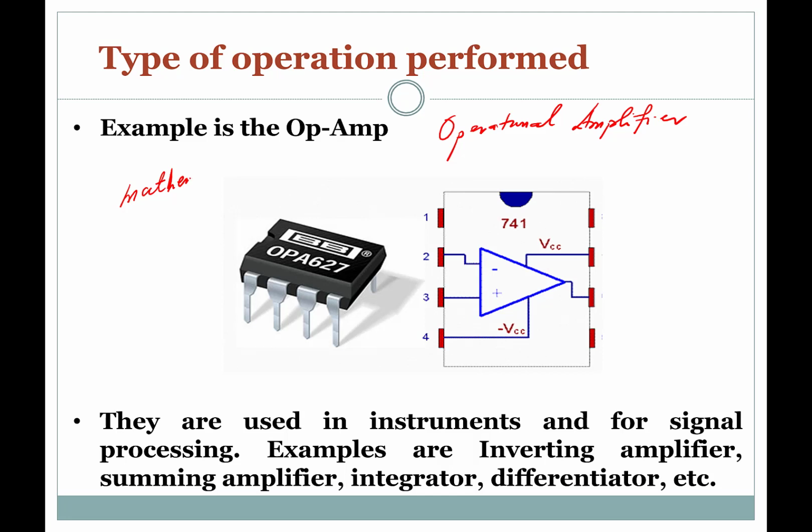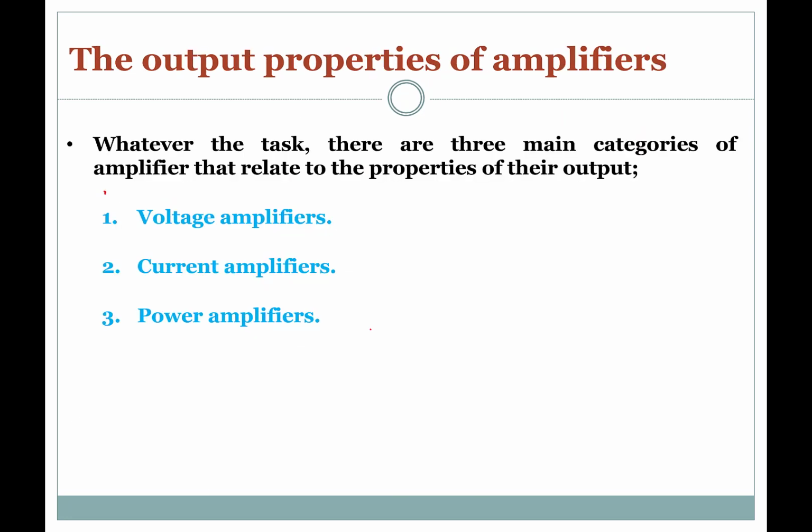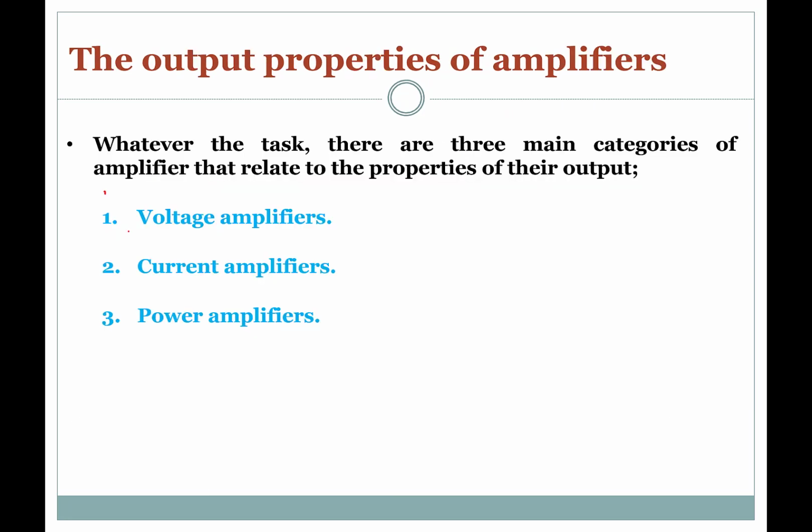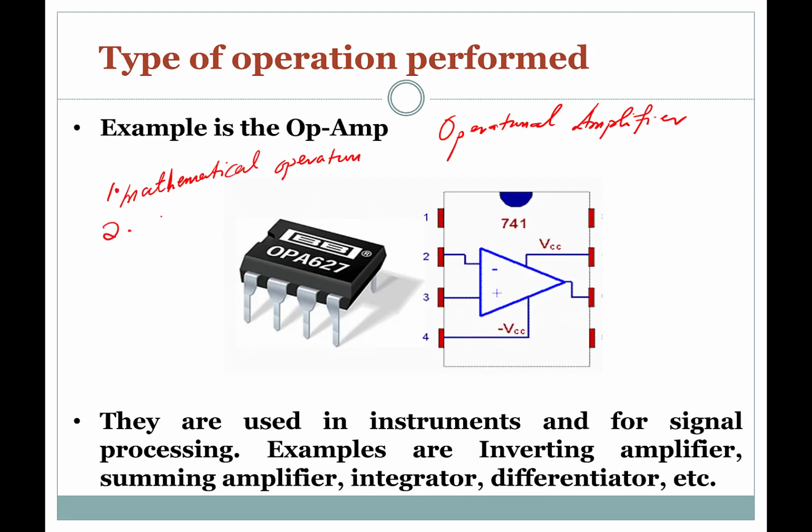Mathematical operations. So that is an example of an operation the amplifier performs. Then the second one would be that they are used in signal processing.